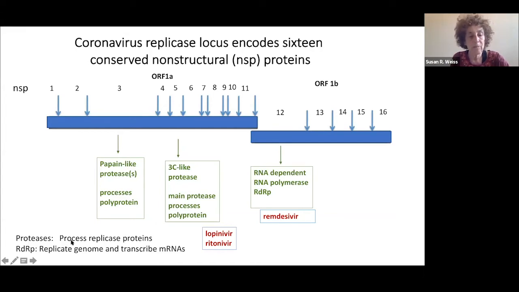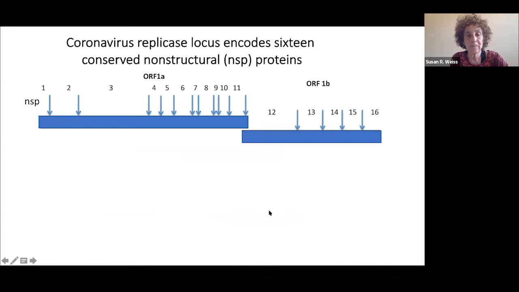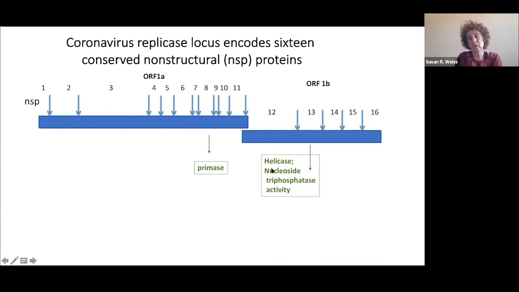So just again, there are proteases that process replicase proteins, and RDRP that synthesizes genome and RNA, and all of these are potential targets for antivirals. But there are a lot more targets. Coded also are a primase and a helicase. These are both sort of needed for aiding the RDRP in replicating the RNA.